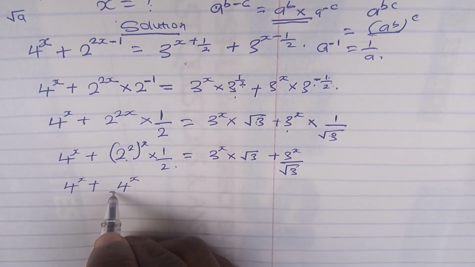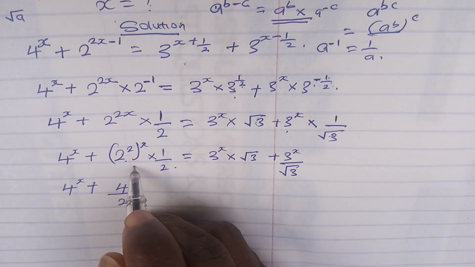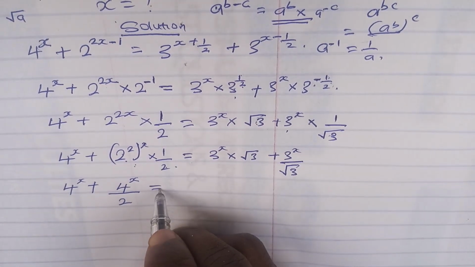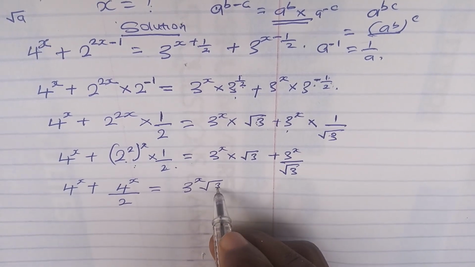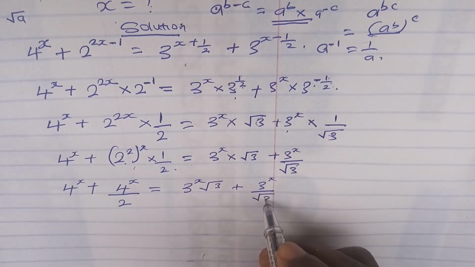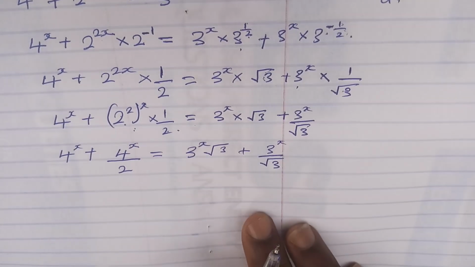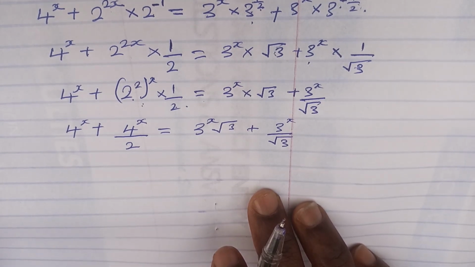Of x over 2, because we are bringing this to the denominator of this, is equals to 3 to the power of x root 3 plus 3 to the power of x over root 3. So this is what we are now having. This is now the simplest form. So what are we going to do again? Now we can easily what?